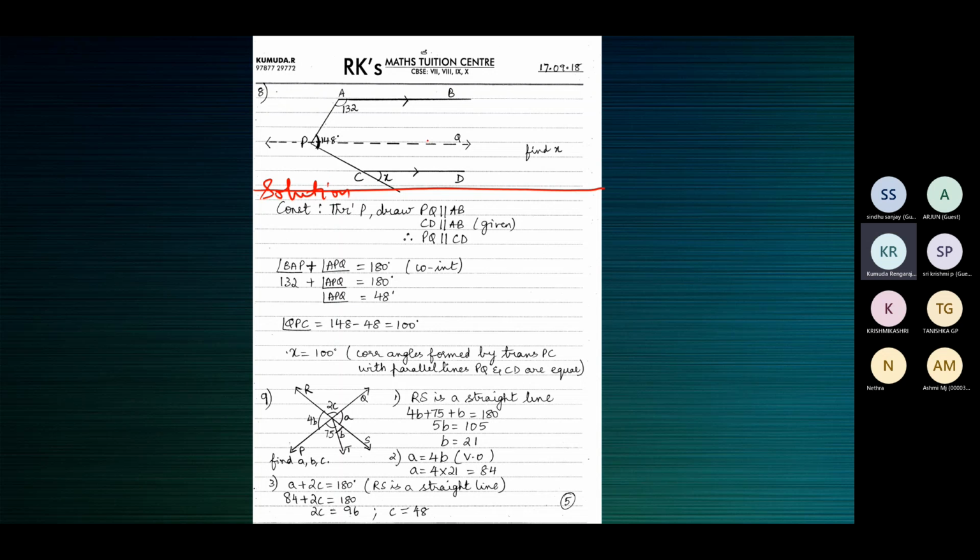Now, why construction? Why should we construct something like this? Because the figure is something like this. See here, these two lines are parallel, and there is no transversal, meaning no line cutting these two parallel lines. Only if there's a transversal cutting the two parallel lines can we use the concepts of alternate interior angles, corresponding angles, co-interior angles.